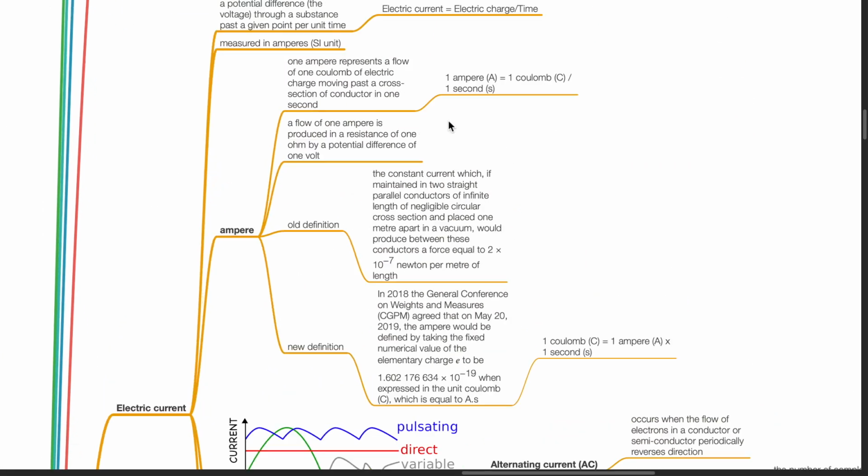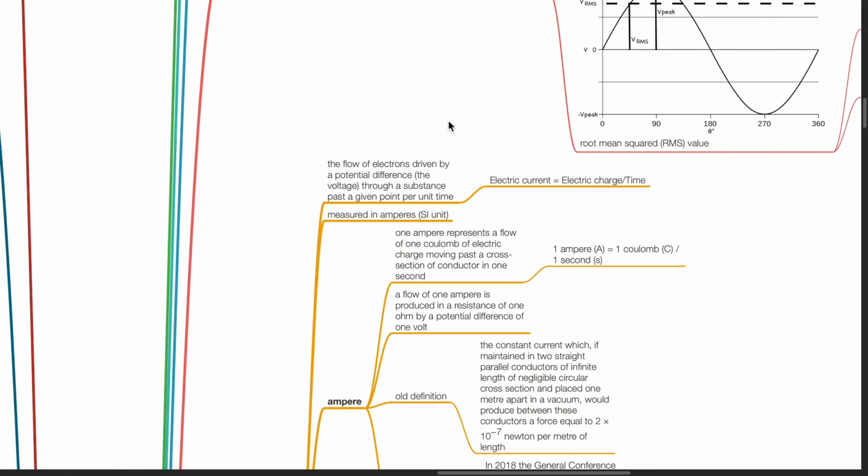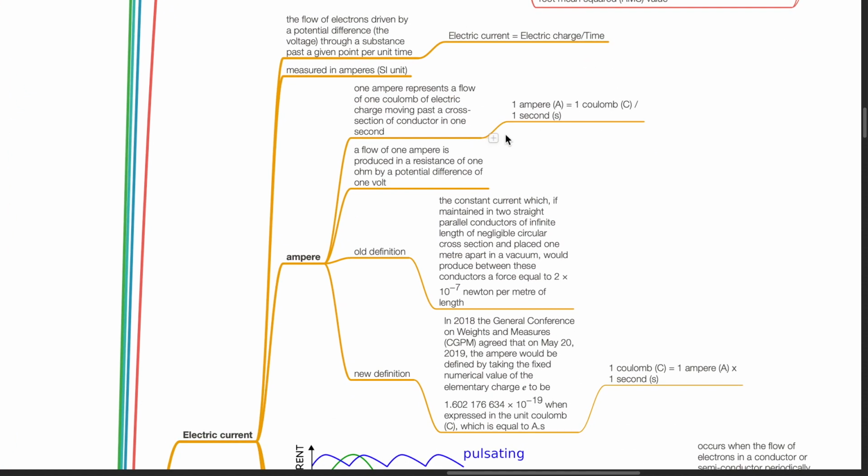Electric current refers to the flow of electrons driven by a potential difference through a substance past a given point per unit time. Electric current equals electric charge divided by time. It is measured in amperes. 1 ampere represents a flow of 1 coulomb of electric charge moving past a cross-section of conductor in 1 second. 1 ampere equals 1 coulomb divided by 1 second. A flow of 1 ampere is produced in a resistance of 1 ohm by a potential difference of 1 volt.